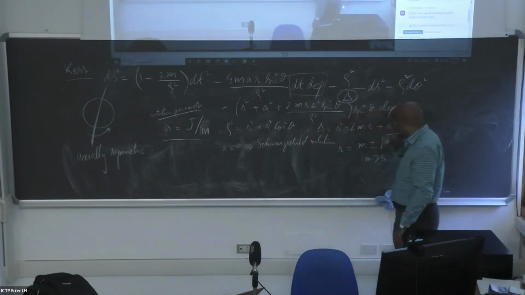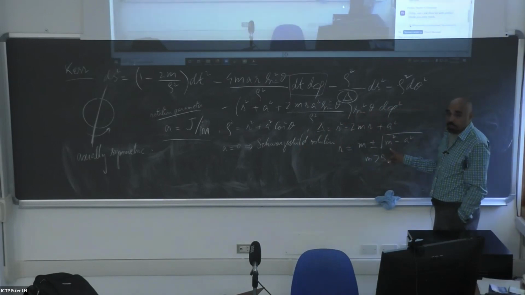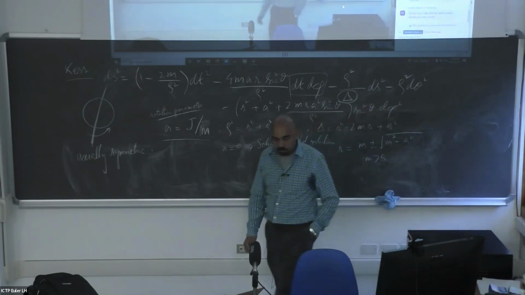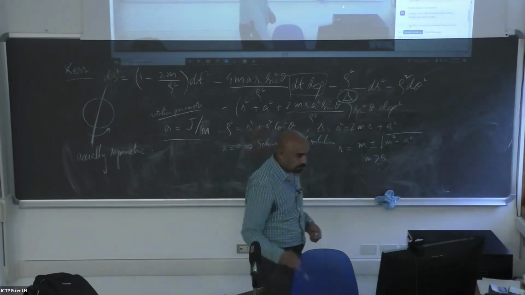Okay, so again here, this should be positive under the square root. If it is not positive, then it gives you peculiar situations, and those are called extremal black holes. I don't want to go into those situations.